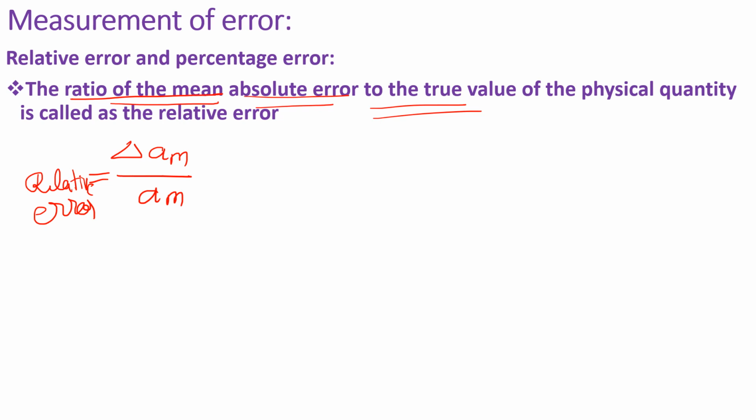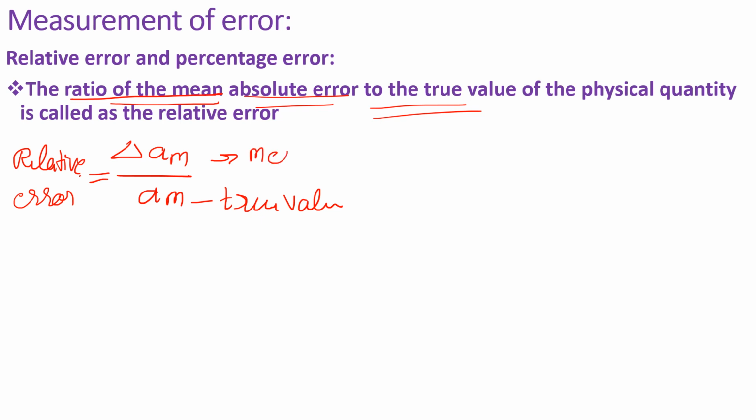So relative error is equal to delta A mean, the mean absolute error, divided by A mean. Divided by means ratio. A mean is the mean value or the true value, and delta A mean is the mean absolute error. So this ratio we call the relative error.